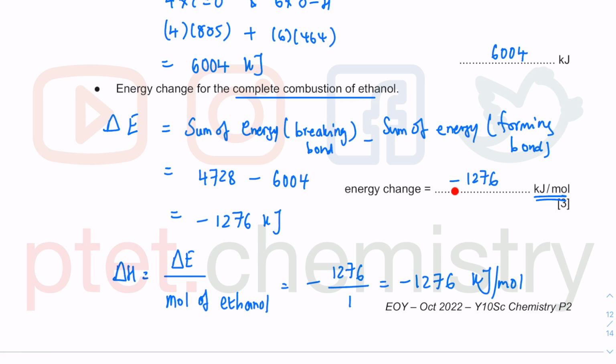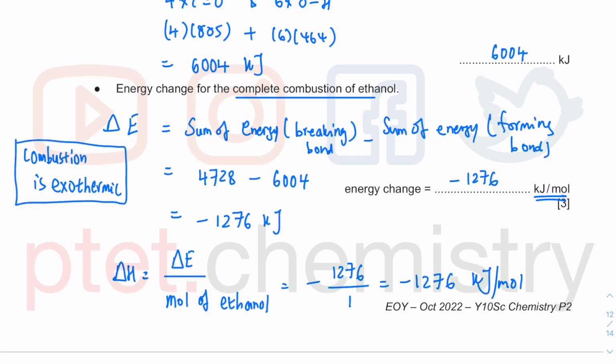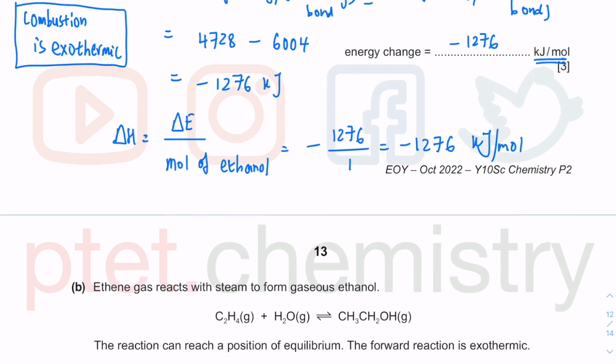A negative sign indicating it is exothermic, because combustion is always exothermic. Combustion is never endothermic. Combustion is always exothermic. It releases heat energy to the surroundings, and the surroundings will get hotter as you combust ethanol there.